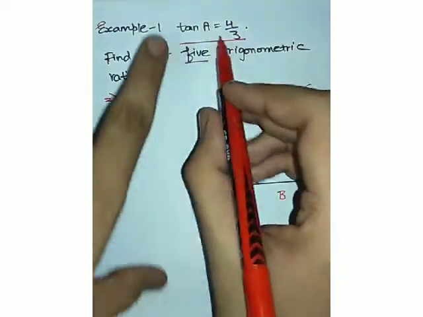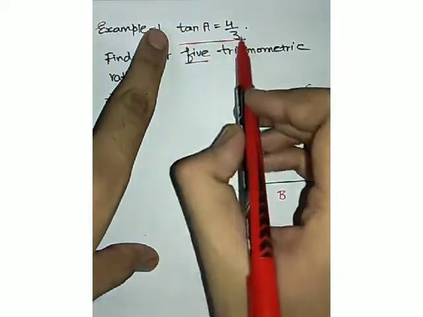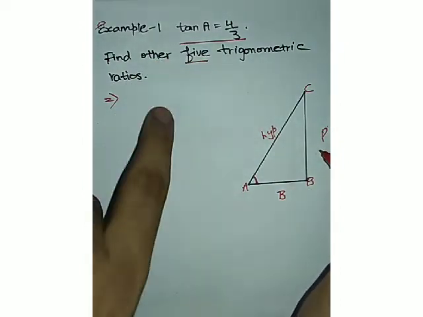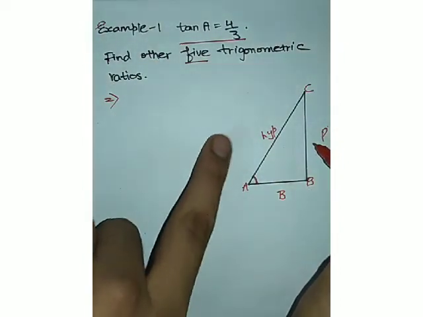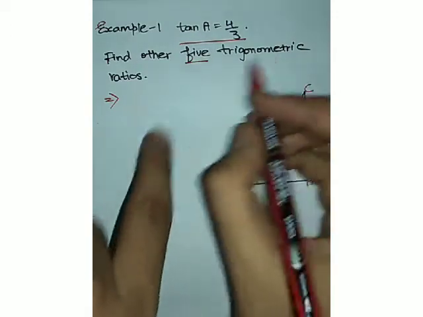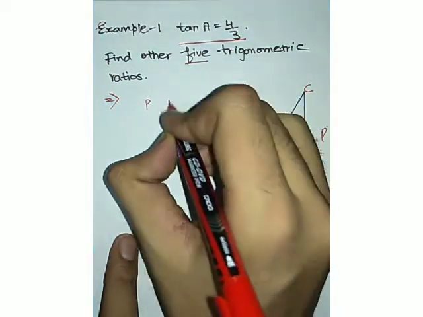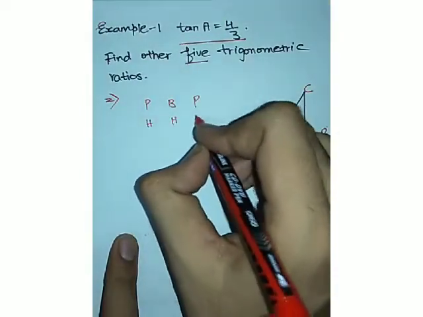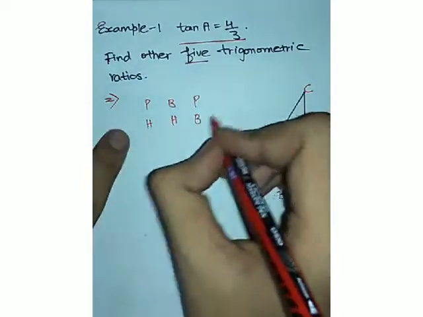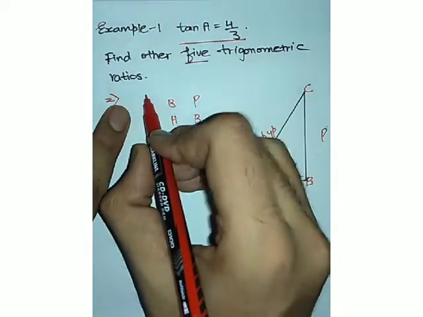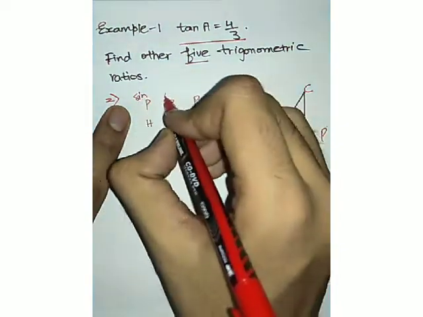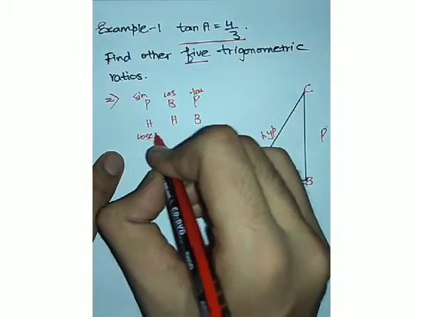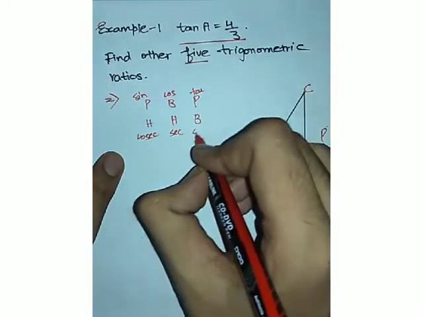Now again write the code, because by writing the code you will get to know which two sides are given, and the remaining side will be found by using Pythagoras theorem. So firstly write the code: P, B, P, H, H, B. Here it was sine, here it was cos, here it was tan, and then there was cosecant, then secant, then cot.